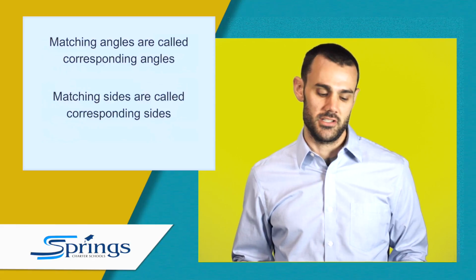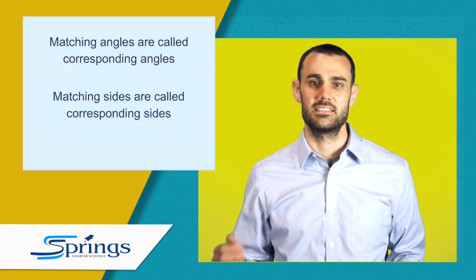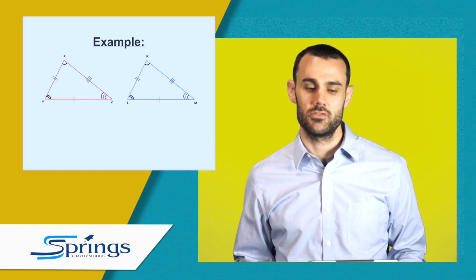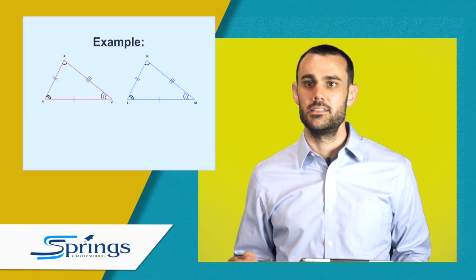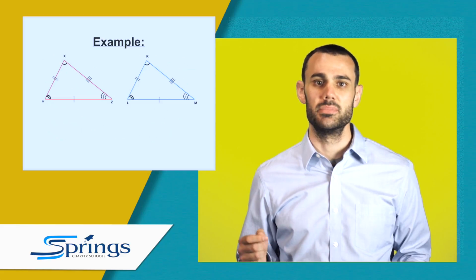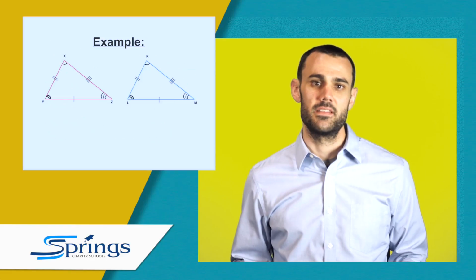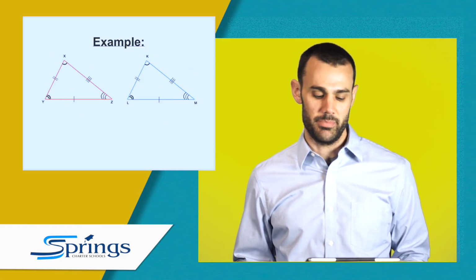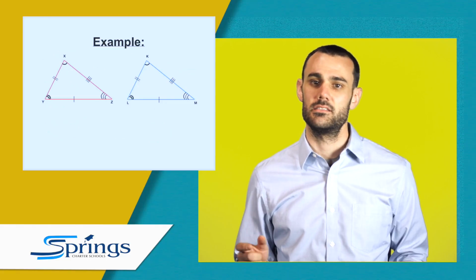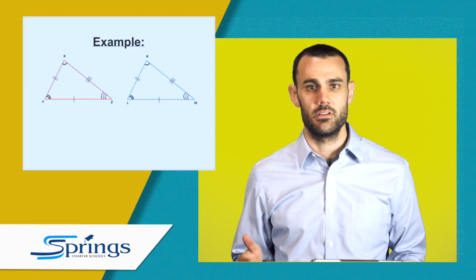Also remember that matching angles are called corresponding angles and matching sides are called corresponding sides. In our image here, a triangle in red, triangle YXZ, is a congruent triangle to triangle LKM, which is in blue. We can see that they have corresponding sides represented by the small hash marks. So the bottom of the triangle has one hash mark on each triangle. That means they are the same size, same shape.